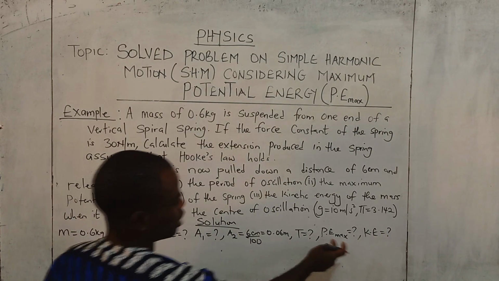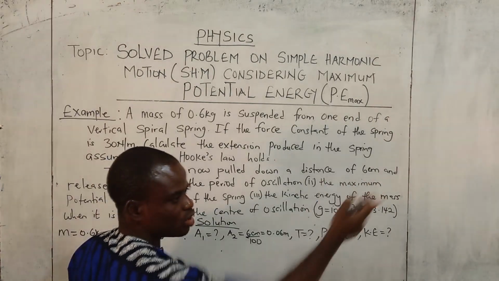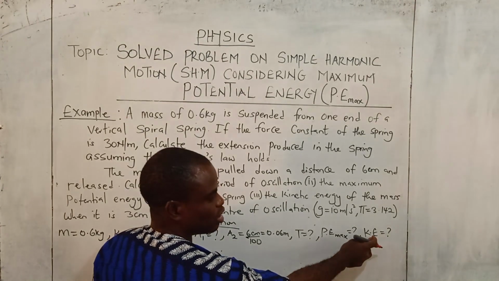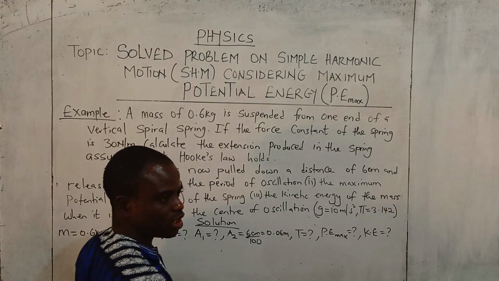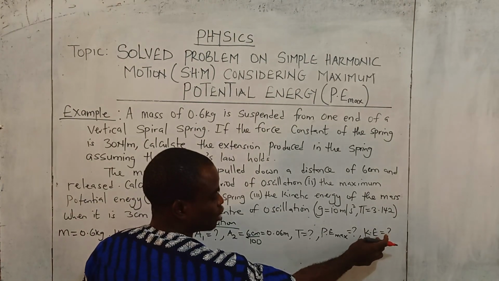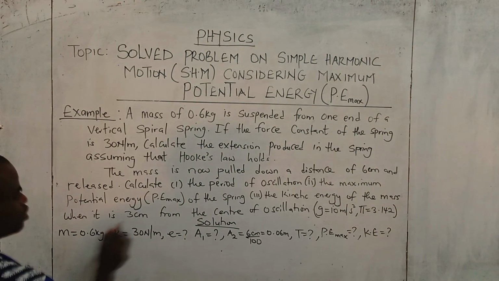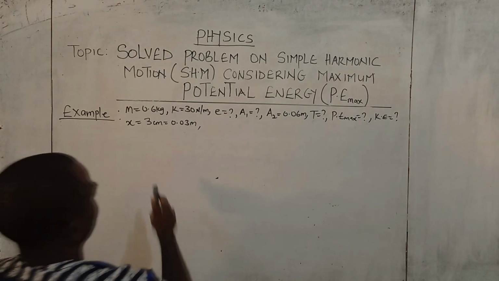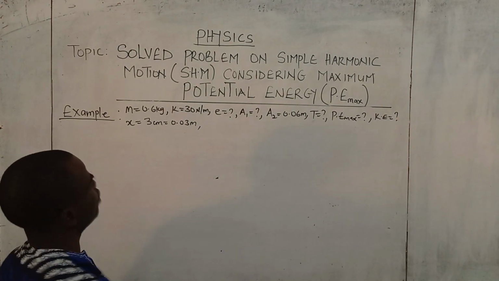Now, when you have maximum potential energy, you equate it to total energy stored in the spring. But kinetic energy will not be equated to the total energy stored in the spring because it's not at maximum. Now, the 3 centimeter is the x. These are the parameters to use in solving the problem.